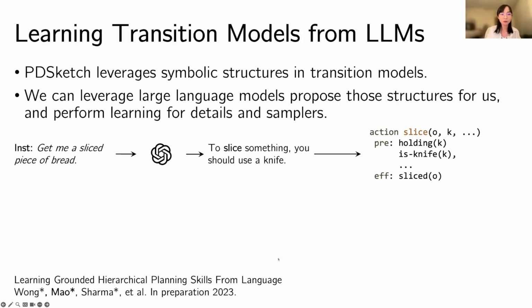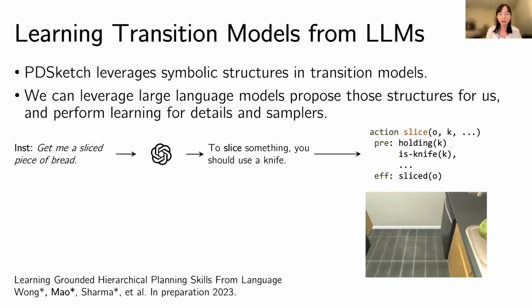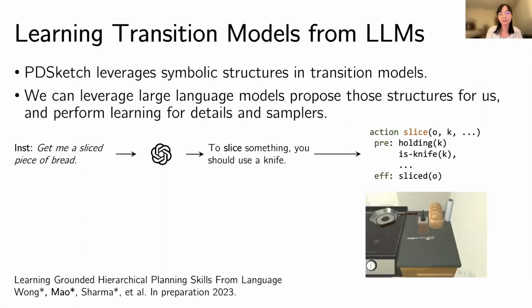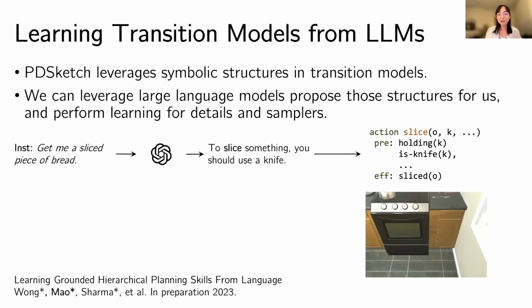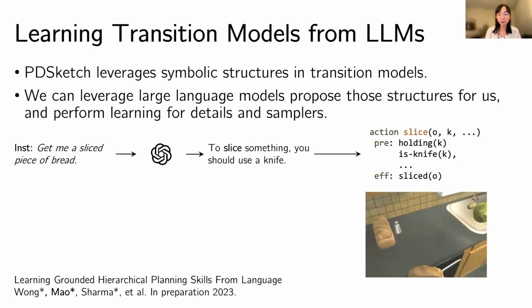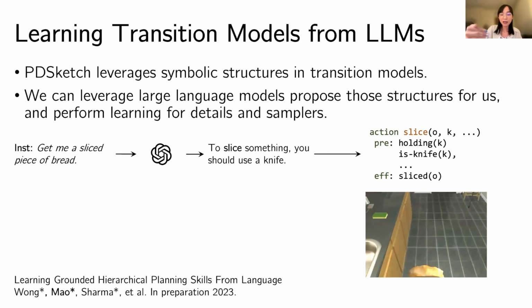We have human instructions in natural language, such as "give me a sliced piece of bread." We're going to ask large language models, such as ChatGPT, and it tells us that to slice something, you need to use a knife. This can be further translated into some code definition, like in order to slice something, you want to be holding something, and the object you're holding should be a knife. And after some learning for details and samplers, we can execute this action, to finally use the knife to slice a piece of bread.